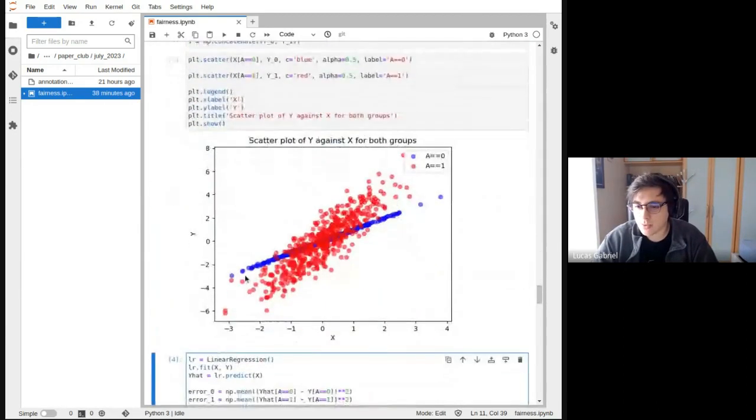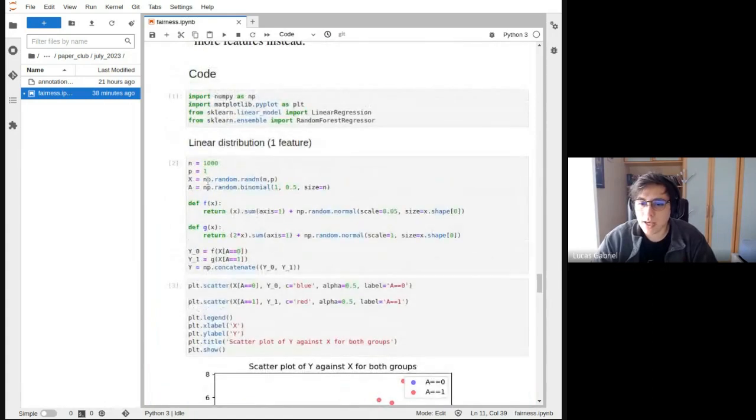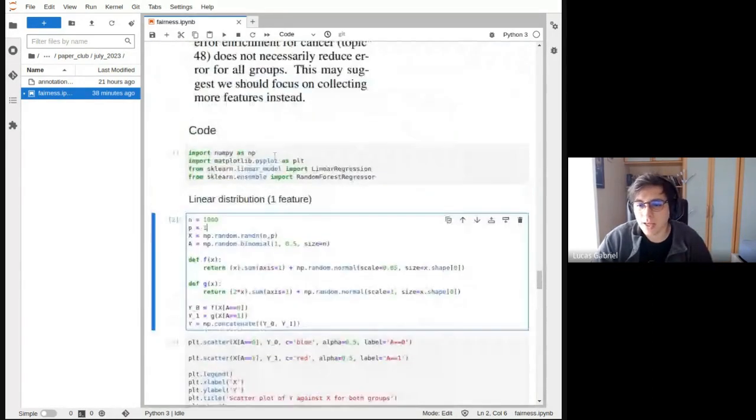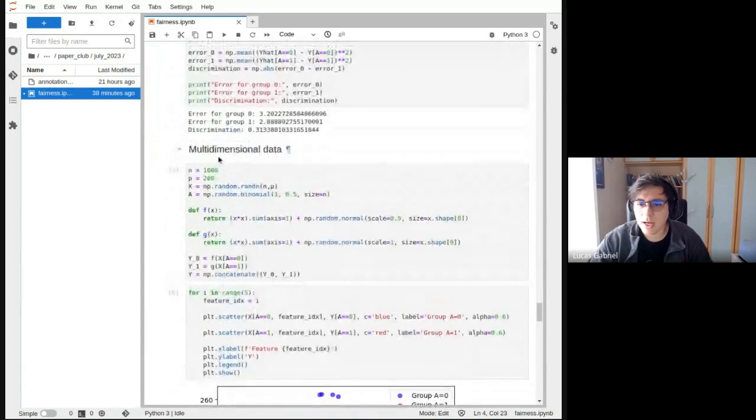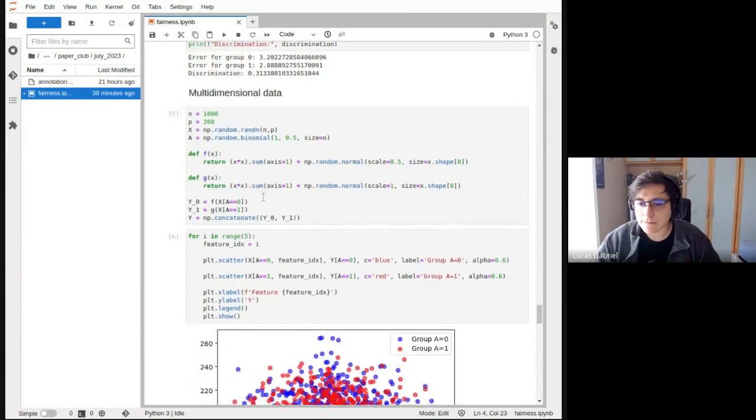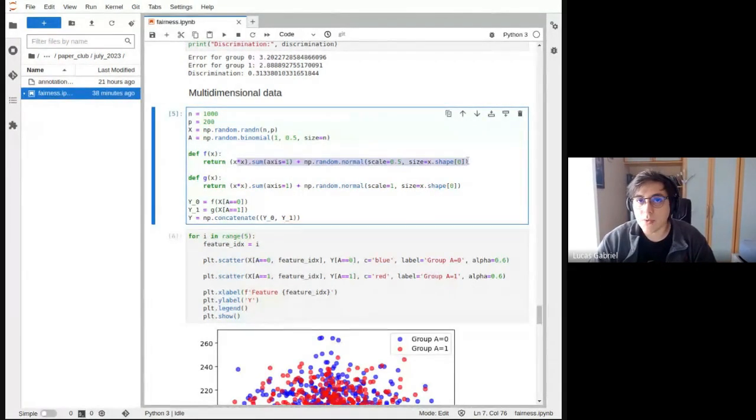Because here, as we have a simple linear distribution, I just added one feature. And I use, for example, a binomial distribution to randomly create the classes for me. And let's say you have data, like we deal with on a daily basis, with 200 features and 1,000 samples. And instead of using a linear distribution, maybe you can create a quadratic distribution of my data. Again, just putting 0.5 here as the noise, one for the noise here.